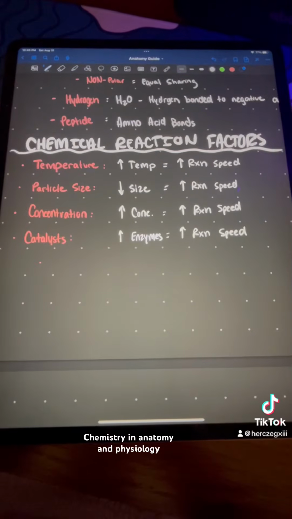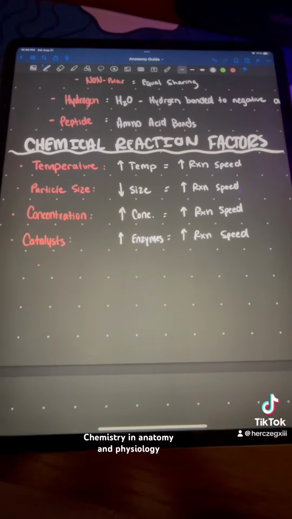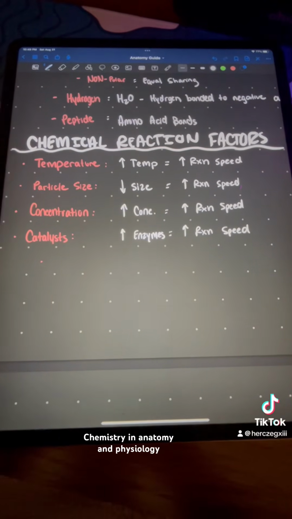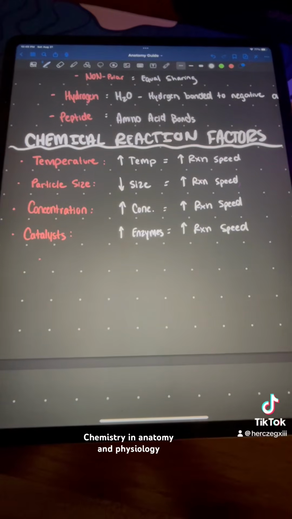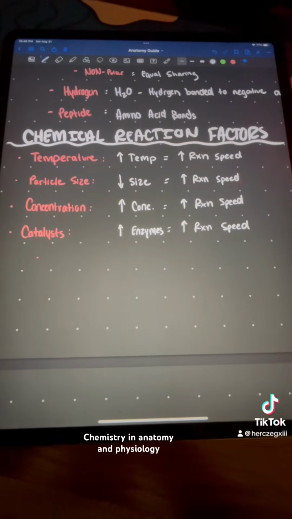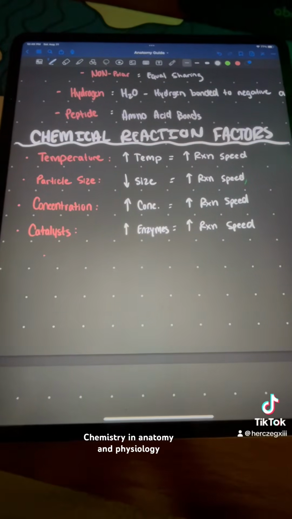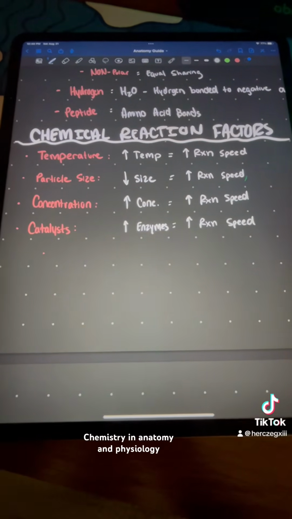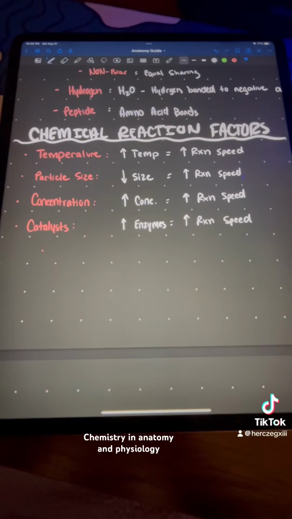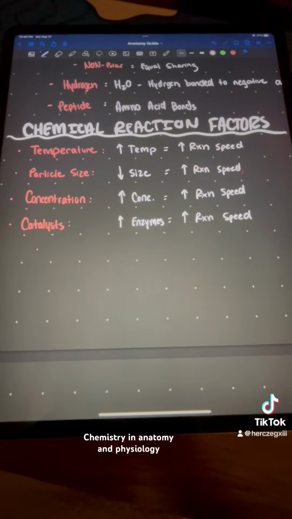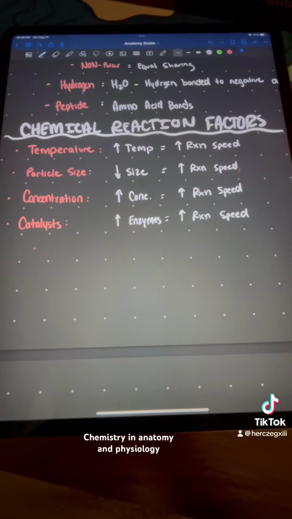The last part of the atomic section is the factors that influence chemical reactions. So you can see temperature. As you increase the temperature, you increase the reaction speed. Bigger isn't always better. If the particle size is smaller, the reaction speed will be faster. If you increase the concentration of a reactant, you are going to increase its reaction speed as there is more available. And catalysts or enzymes, as you increase the amount of enzymes, you're going to increase the reaction speed.